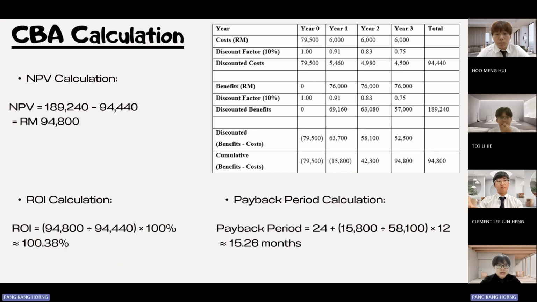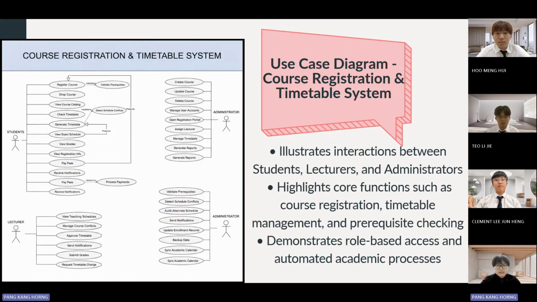Next is the CBA calculation. You can see at the right side there is a table. After calculation, the NPV we get is 94,800. For the ROI calculation, we get 100.38%. For the payback period calculation, the payback period is 15.26 months. For the next part, I will pass to my team member, Ho Ming Hui, to talk about the use case diagram.